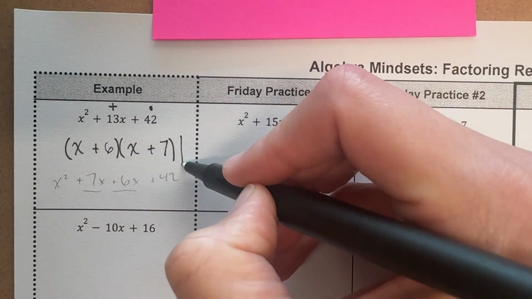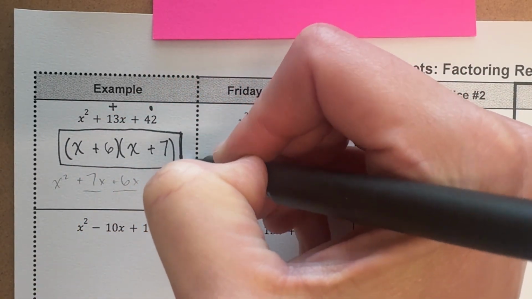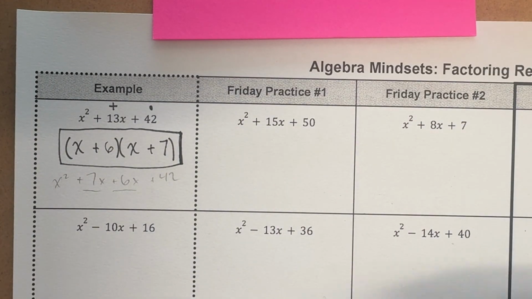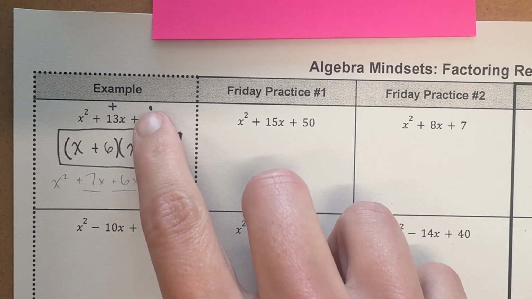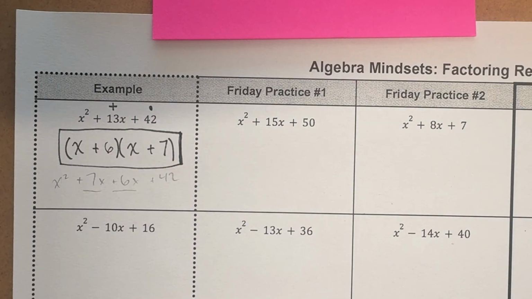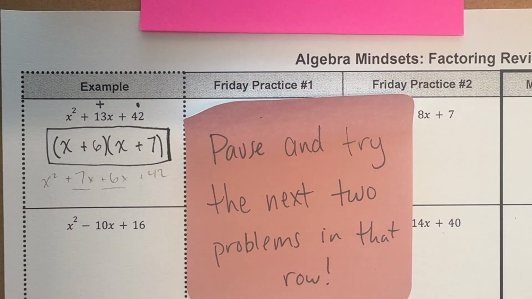Okay, but right now we're doing it in reverse, but it's important for us to remember why it works and why this would multiply to get to that. Okay, but right now we are factoring, we are unmultiplying. And all I needed was two numbers that multiplied to 42 and added to 13. Right now go ahead and pause, and you're going to try these next two problems, and then only come back here once you've tried them.